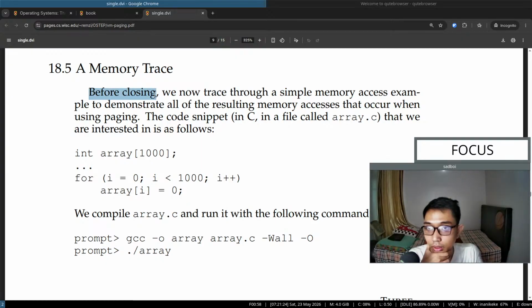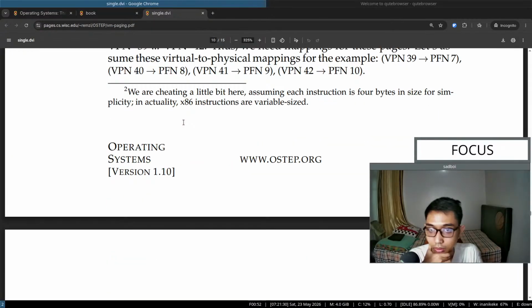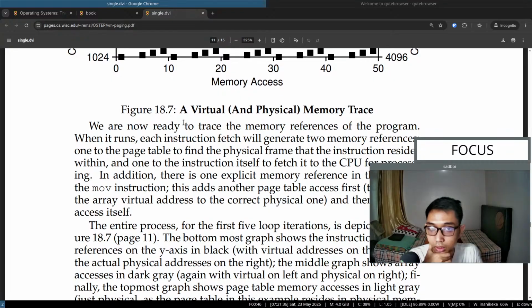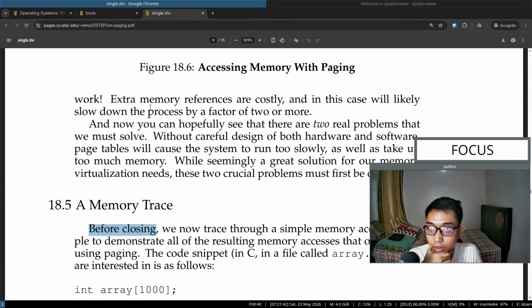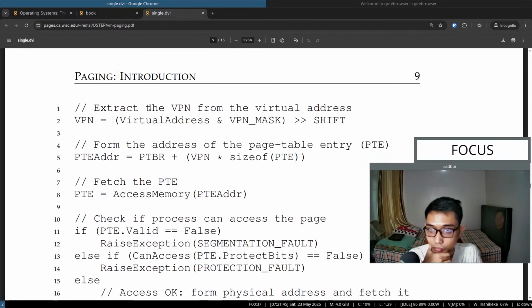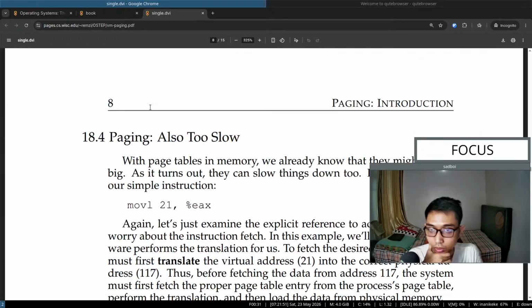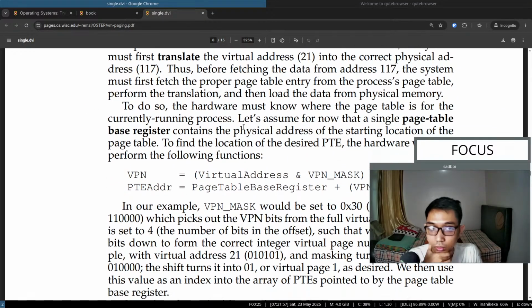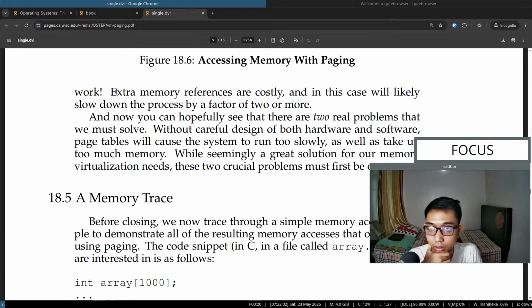Okay. A memory trace. Oh, a virtual and physical memory trace. Wait a minute. So the point of this section is that we need an extra memory reference.